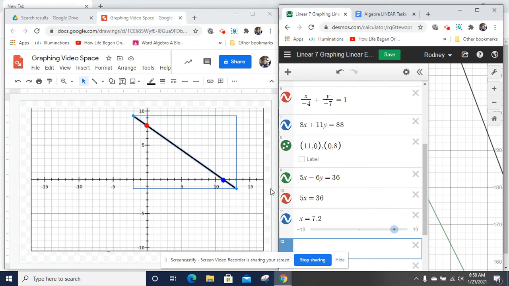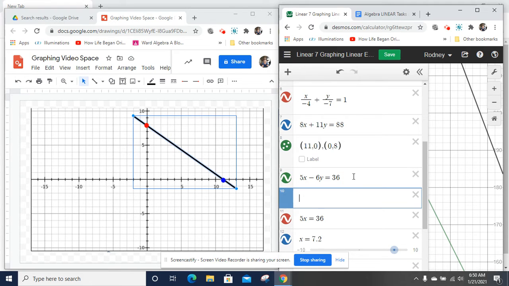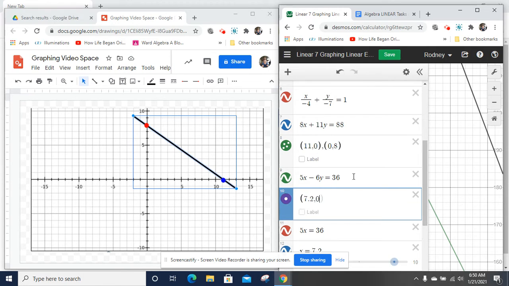Now, that's not going to be so easy to graph. 7.2 is somewhere between 8 and 7, so a little closer to 7. But we've got an x-intercept. We'll plot that, which is going to be at (7.2, 0). We can plot that if we want to, but I'm probably not going to plot that one. But let's see if the y-intercept is any easier.